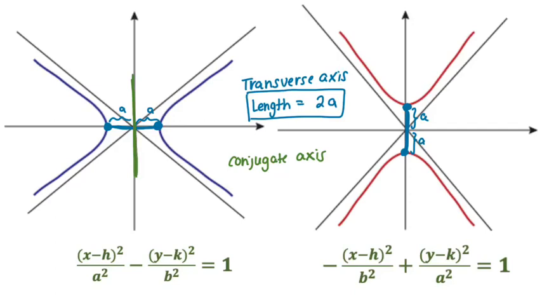Something like that. It runs perpendicular and straight down the middle of the transverse axis. So it kind of just sits there in outer space. We don't graph it. But something really important about that is the length of the conjugate axis is always 2 times b. b comes from the denominator of the negative term.